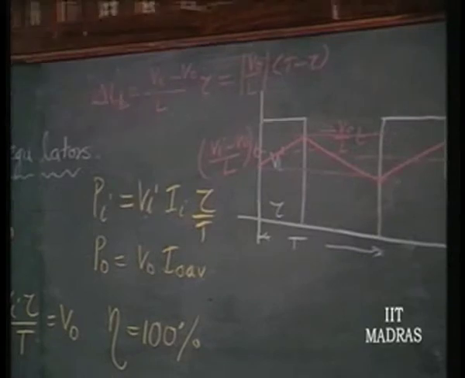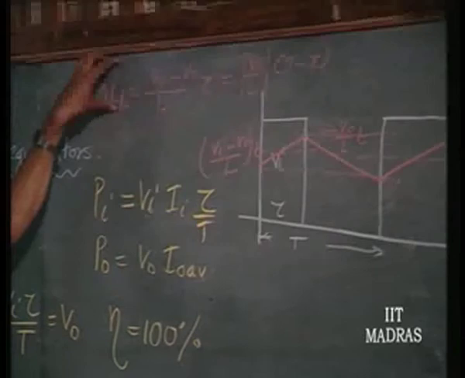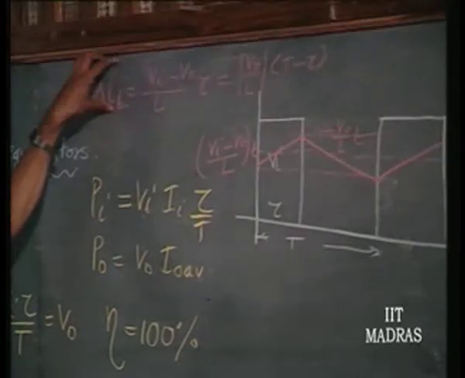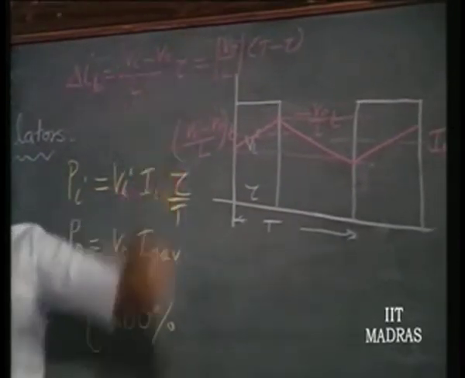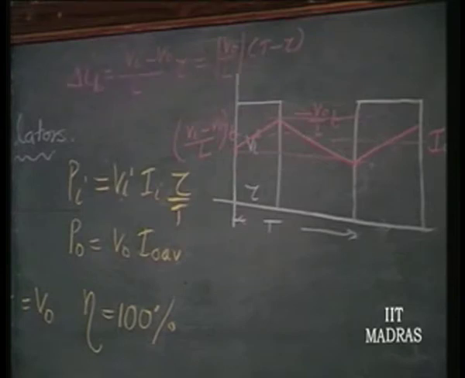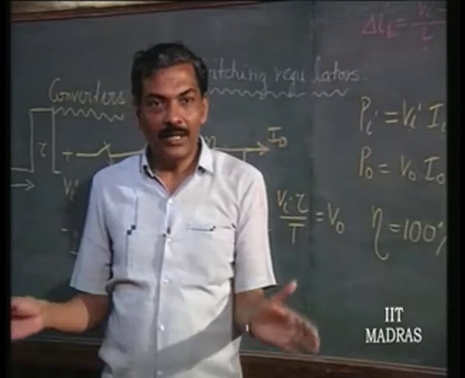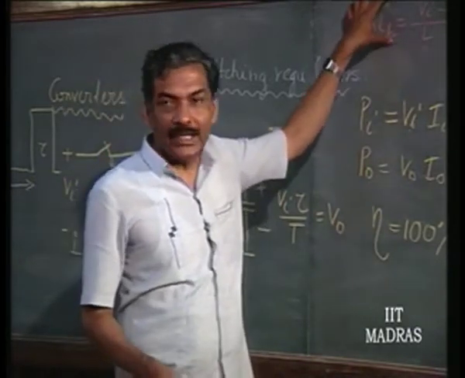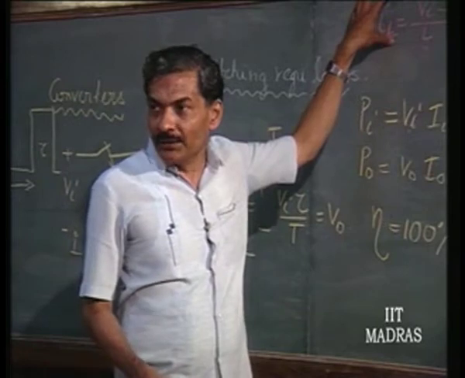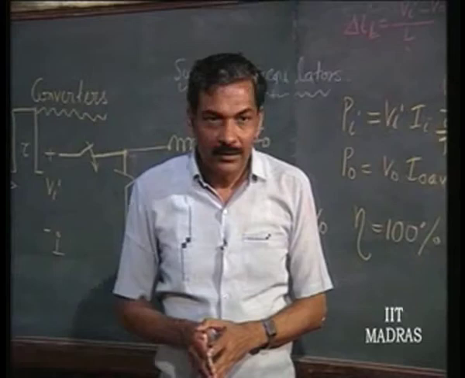L cannot be made too large because the size of the switched mode regulator itself will increase. So, typical value of delta IL accepted in a normal design is about 10 to 20% of I naught. I naught is the average current for which you are designing. Let us say take a problem like a 5 volts converter you would like to design for delivering a current of 1 ampere. So, that means delta IL we will fix at something like 0.2 amperes in order to keep L in a limited manner.